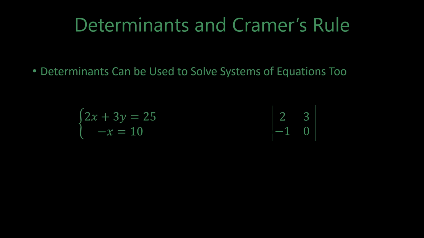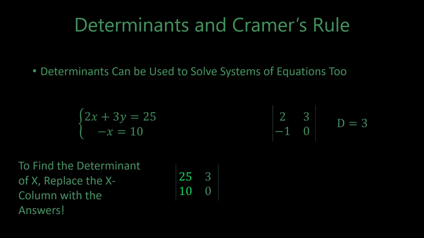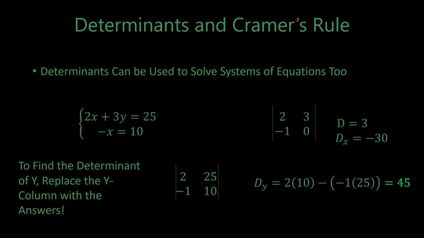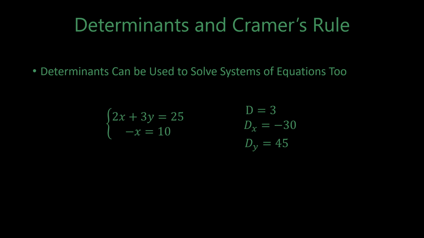We're going to make a 2x2 matrix for the coefficients of the variables, and we're going to leave out the solution for now. We're going to get our main determinant, which is 2 times 0 minus 3 times -1, which equals 3. To find the determinant of x, we're going to replace the x column with the answers. So we get 25 times 0 minus 3 times 10, which is -30. To find the determinant of y, we're going to replace the y column with the answers. And we get 2 times 10 minus -1 times 25, so 45. So our main determinant is 3, the determinant for x is -30, and the determinant for y is 45.